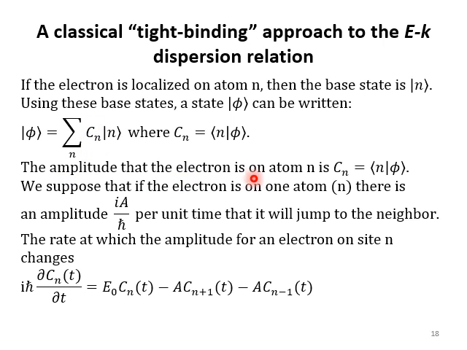So the amplitude that the electron is on atom N is going to be the overlap of state N with the overall wave function that we have for the system. We start out thinking about the electron being on one atom, and then we look at the probability that it will jump to a neighbor. And we're going to take an amplitude of i times some number divided by h bar to give us the amplitude per unit time that it will jump to the neighbor. And then we can look at the rate at which the amplitude for an electron on a site N changes. And in the end, we're going to get a relationship between the overall energy of the state and the rate at which electrons jump from one site to another.